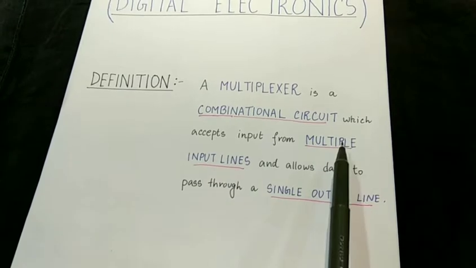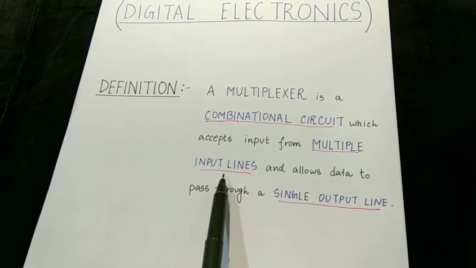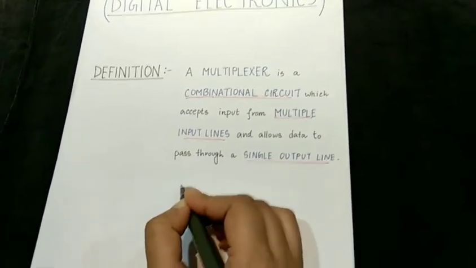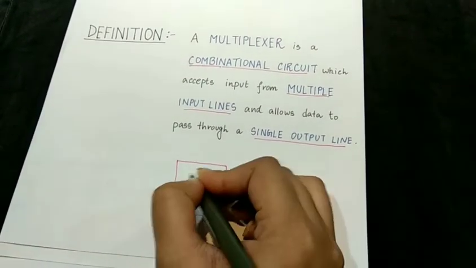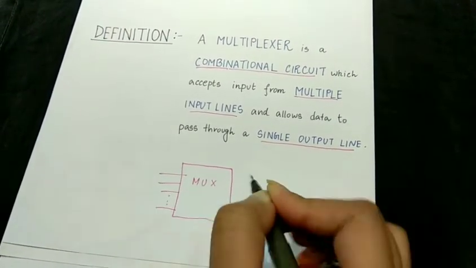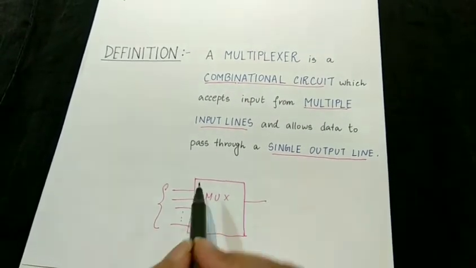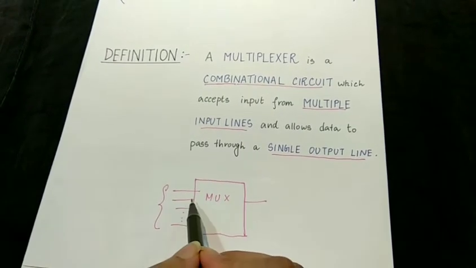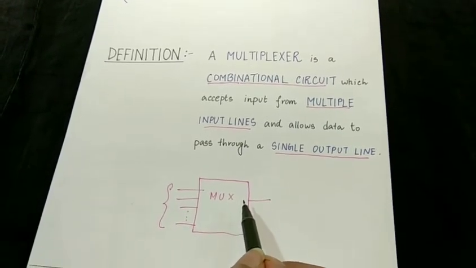So the next important point is that a multiplexer is a circuit having multiple input lines and a single output line. So let me draw a diagram of a multiplexer to make you understand more properly. So suppose this is a multiplexer. So it has many input lines and only one output line. From these many input lines, only one input line can be selected and directed to the output at a time. So this process of selecting one input line at a time is called multiplexing.